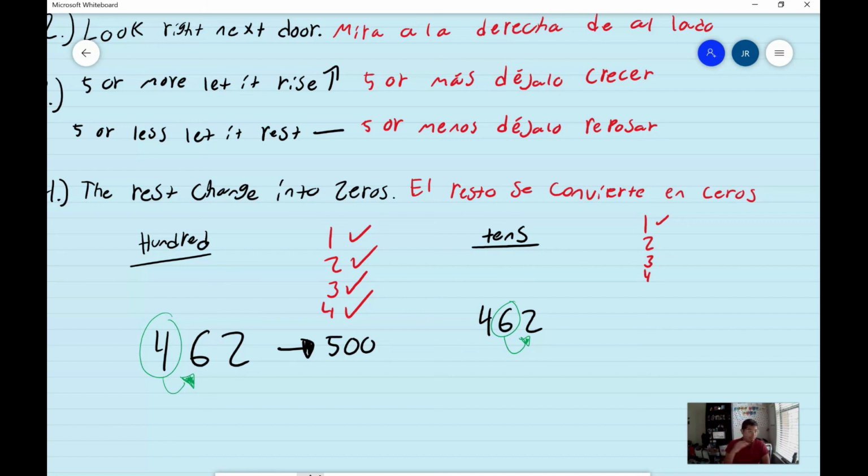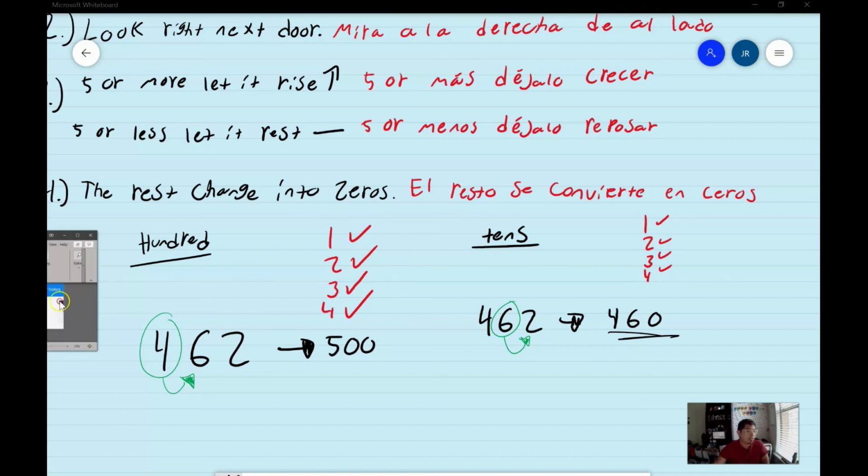Eso significa que lo voy a dejar. El 6 no se va a cambiar. ¿Ok? El 4 es el mismo. Y el paso 4 significa que todo se va a convertir a ceros. Everything's gonna change to zeros. Okay? We're not dealing with the 4, we're dealing with tens. So the 4 stays the same. The 6 stays the same because it's 5 or less. And everything else changes to zeros. Alright?